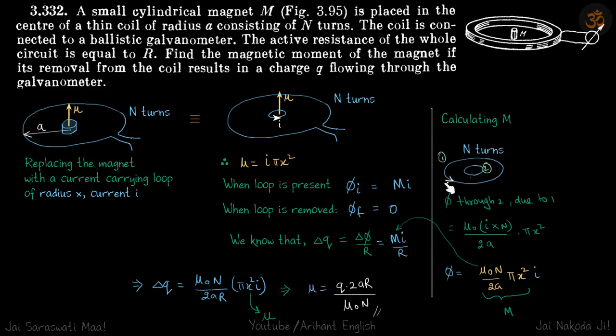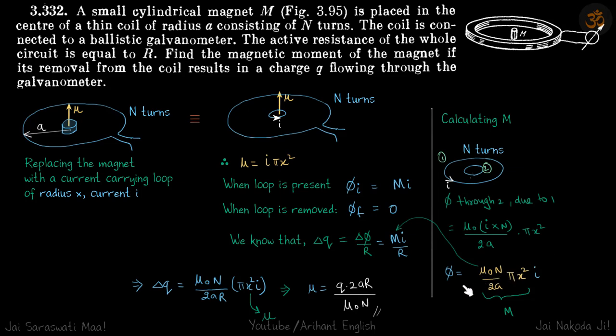So let's say current I is flowing through the outer coil. So flux through 2 due to 1 will be magnetic field passing through 2 times the area of that. So magnetic field at the center will be mu naught I by 2a times n. There are n turns. Due to one turn, magnetic field at the center will be mu naught I by 2a, and because there are n turns, the magnetic field will be times n, into area of the loop, which is pi x square, because we are assuming the radius is x.